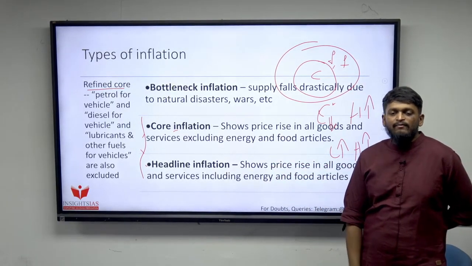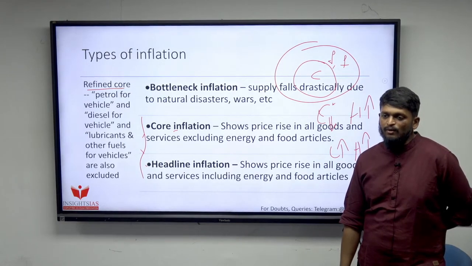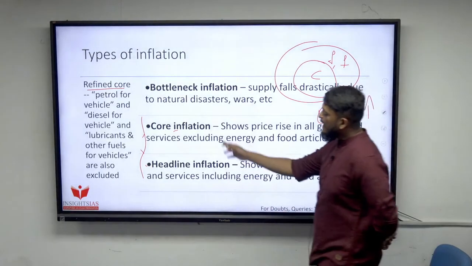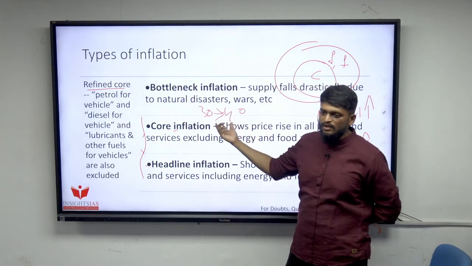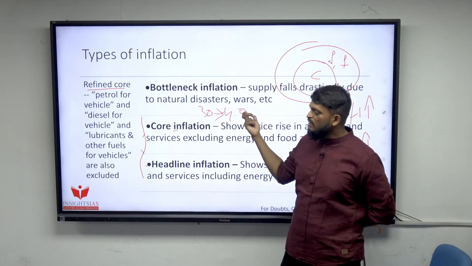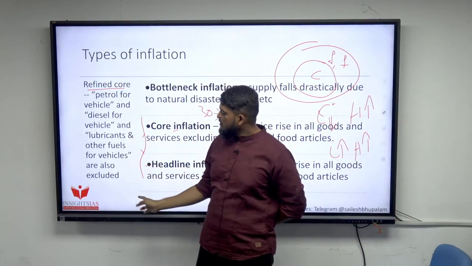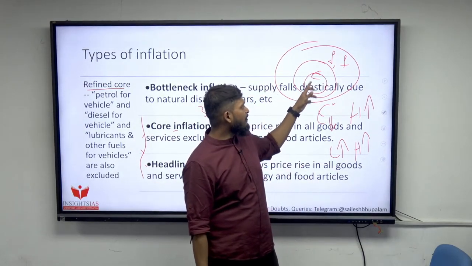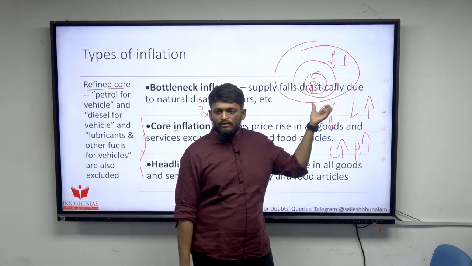Now to be able to identify actual inflation other than petrol and diesel, what should we do? Imagine carrots were earlier 30 rupees, now they have become 40 because of increase in petrol cost. We need to remove that part which is caused by increase in petrol cost. And that means petrol for vehicle, diesel for vehicle and lubricants, other fuels, this part is also removed. And then we will get refined core, which is even smaller than core inflation.